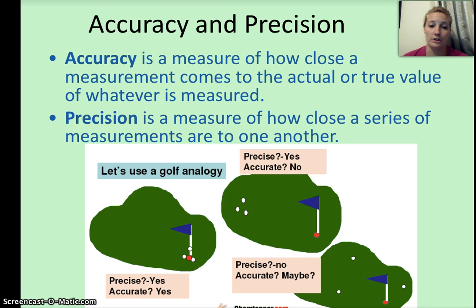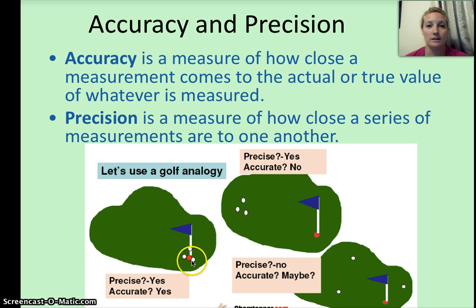So let's use a little golf analogy to examine this. If we think of the hole as being accurate, we want to get the ball to that spot. That's our goal. Then this one here, all of the balls are at the hole, so that means it is accurate. If we look at this one, all the balls are pretty far away from the hole, so it's not very accurate. It's away from where we want to be. And if we take a look at this one down here, again, all the balls are pretty far from the hole. Not very accurate.